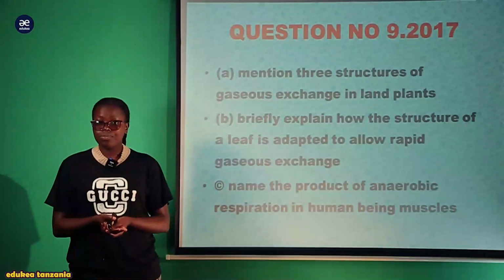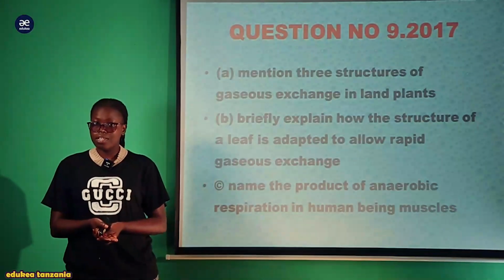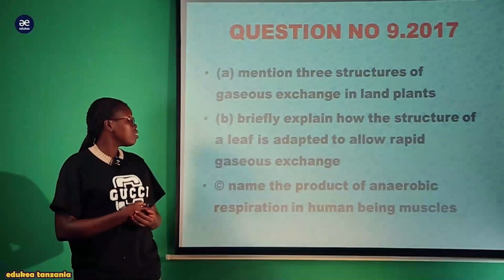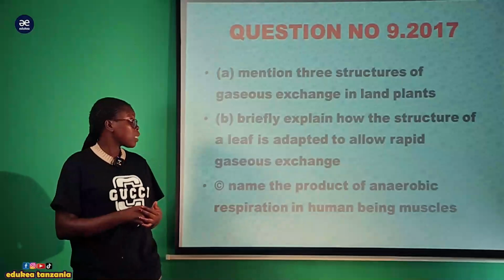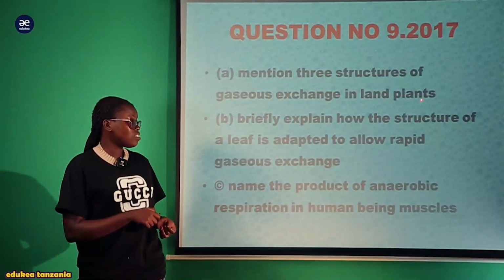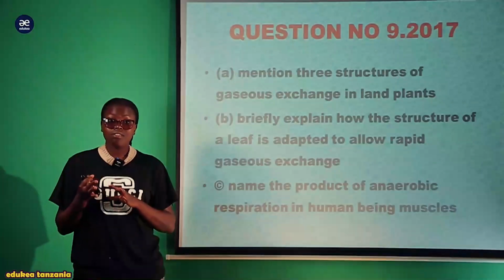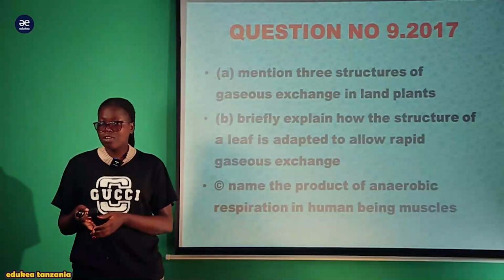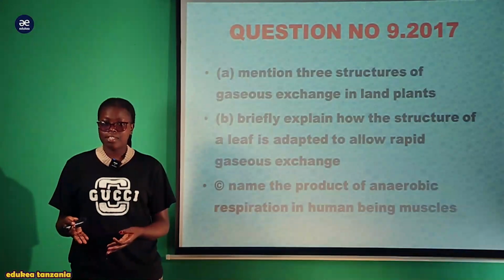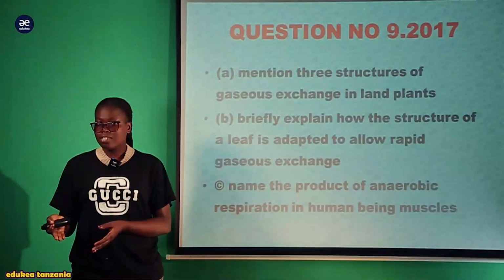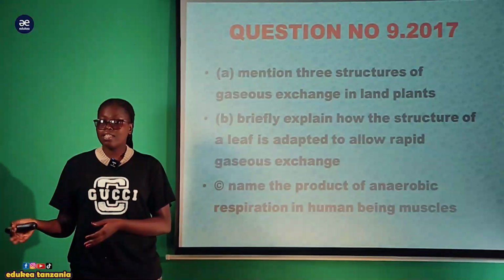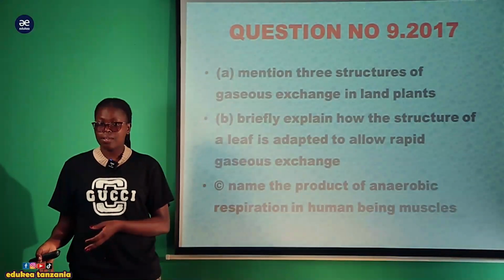My lovely Form 2 students, before we answer the question, let us familiarize ourselves with the direction. Starting with Roman A, it needs you to mention 3 structures of gaseous exchange in the plant. If you mention 2 structures, you get half of the marks. If you give an extra point, a 4th point, you will get all the marks, but that 4th one will be extra, it will not have marks.